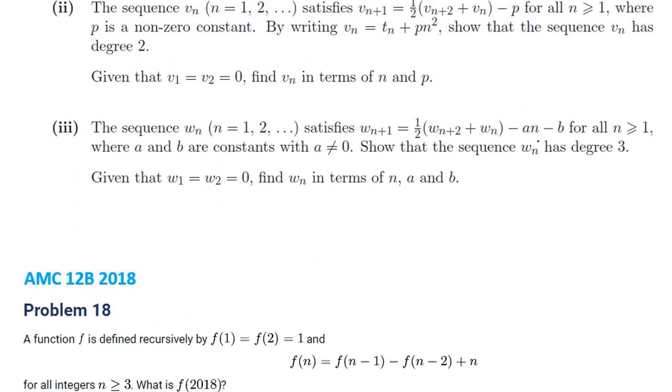Now let's solve part 3. For part 3, it says the sequence Wn, or omega n, we can say, satisfies Wn plus 1 equals 1 half of Wn plus 2 plus Wn minus a and minus b, for all n greater than or equal to 1, where a and b are constants with a not 0. Show that the sequence Wn has degree 3. Given that W1 equals W2 equals 0, find Wn in terms of n and a and b. You can try this part as homework. It's similar to the previous part, or we can solve it together.